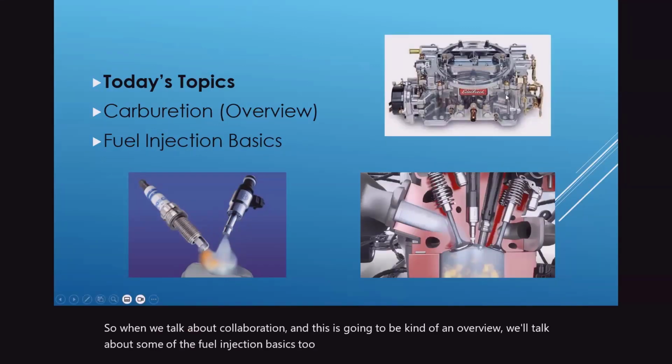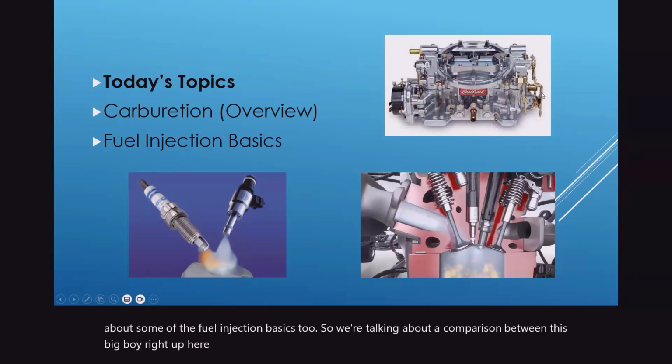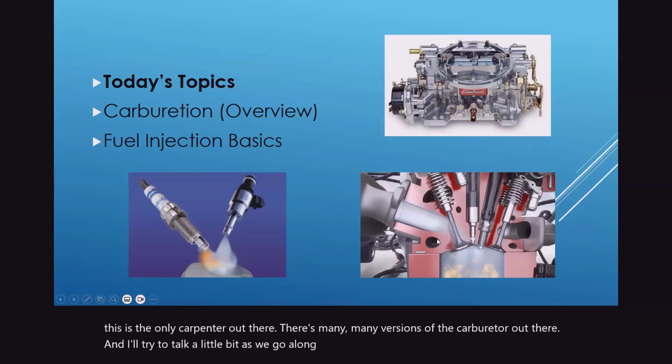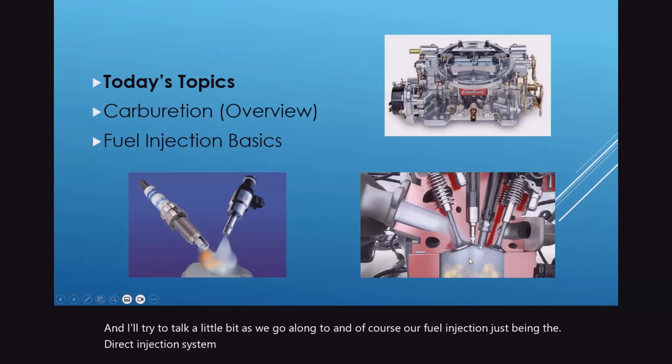So we're talking about a comparison between this big boy right up here, the carburetor. This is just one form of carburetor. Please don't think this is the only carburetor out there. There's many, many versions of the carburetor out there, and I'll try to talk a little bit about that as we go along. And of course, our fuel injection, this being the direct injection system right down below here.